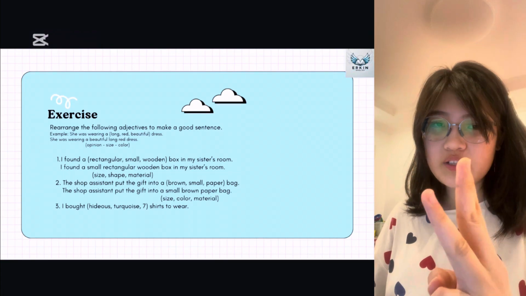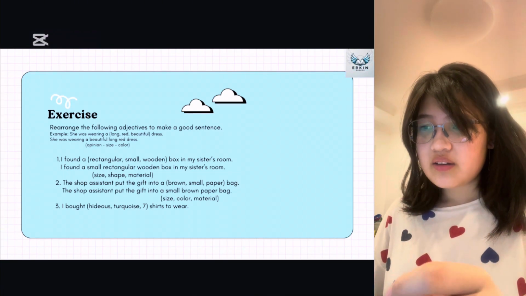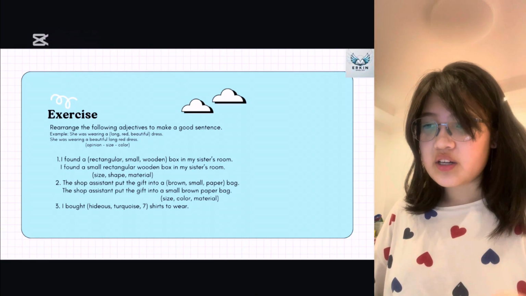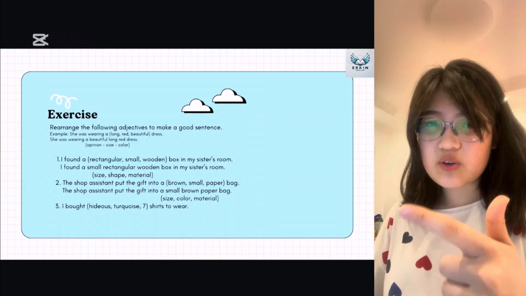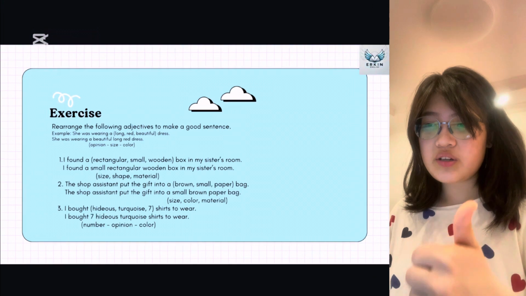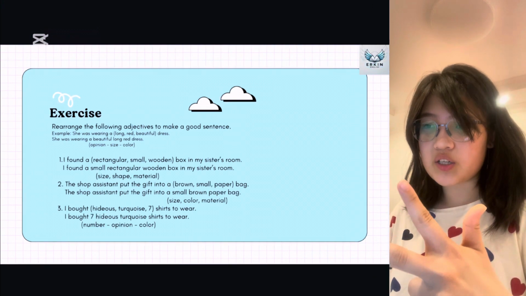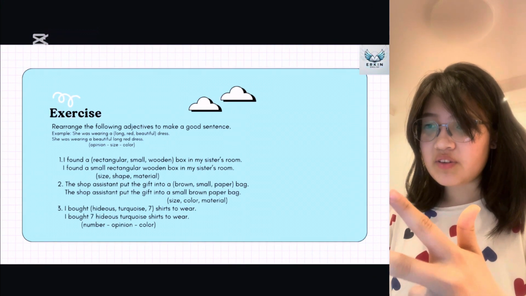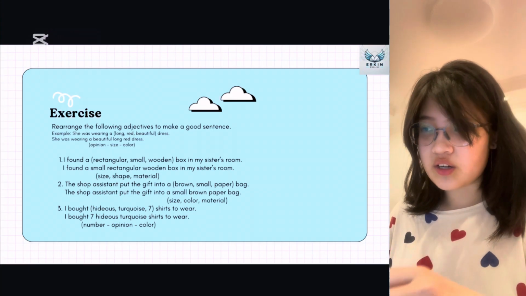And then the third one, we have, I bought shirts to wear. What kind of shirts? Hideous, turquoise, 7. So the very first one is the number, and then we have the opinion, and then we have the color. So I bought 7 hideous turquoise shirts to wear.